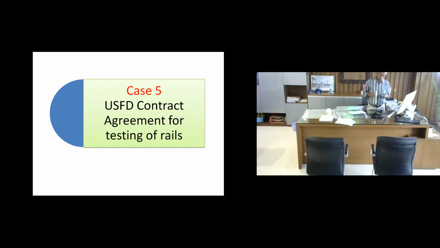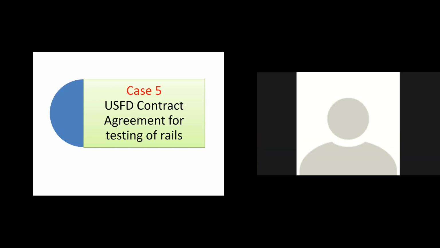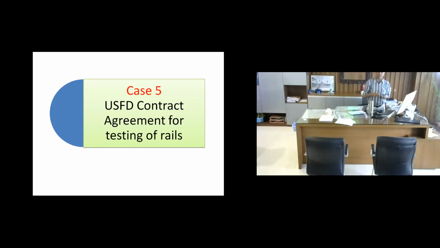The purpose is, rails are manufactured in a plant. They will have certain inherent flaws at the manufacturing stage, or when we do welding, it can have certain flaws. Due to traffic also, certain flaws develop over a period of time because of overstressing of rails.